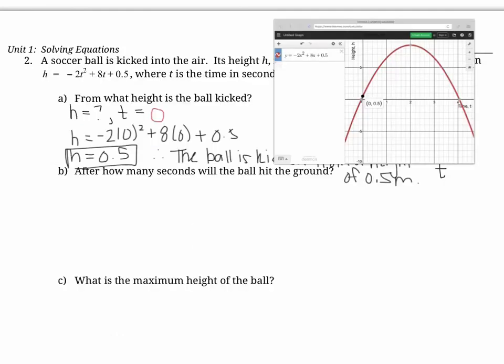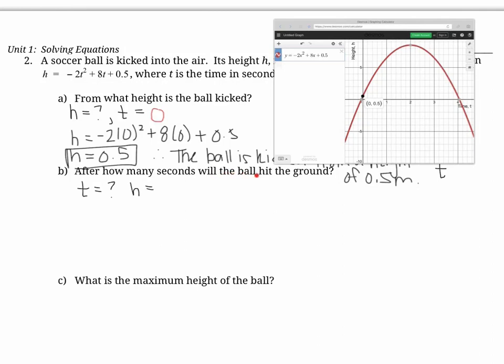Now let's figure out the next question. After how many seconds will the ball hit the ground? One more time. After how many seconds will the ball hit the ground? After how many seconds means, are we looking for the height? Are we looking for y? Or are we looking for time, x? After how many seconds? Well, that's clearly time. So in this question, we're searching for t, which means we must be given h this time.